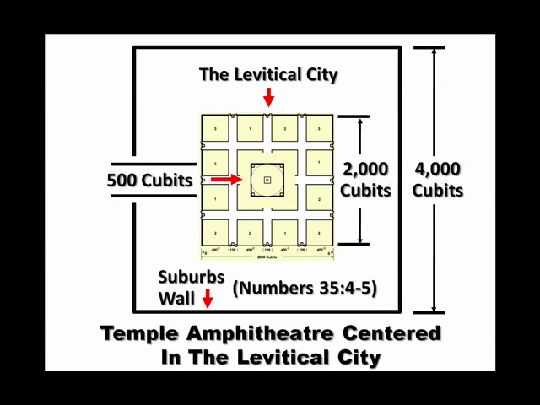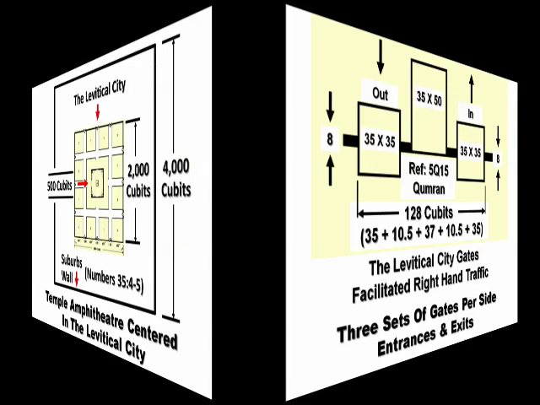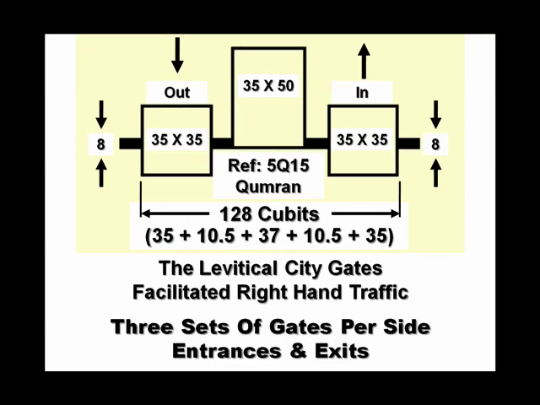Okay, the Levitical city is in the center, and in the center of the Levitical city you have the temple amphitheater. The suburb walls, Numbers 35:4-5, 4,000 cubits, are shown on the outside. Okay, the gates now of the Levitical city.